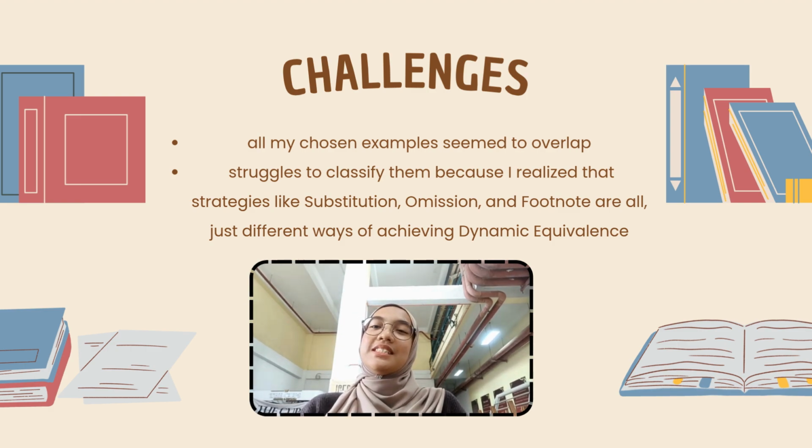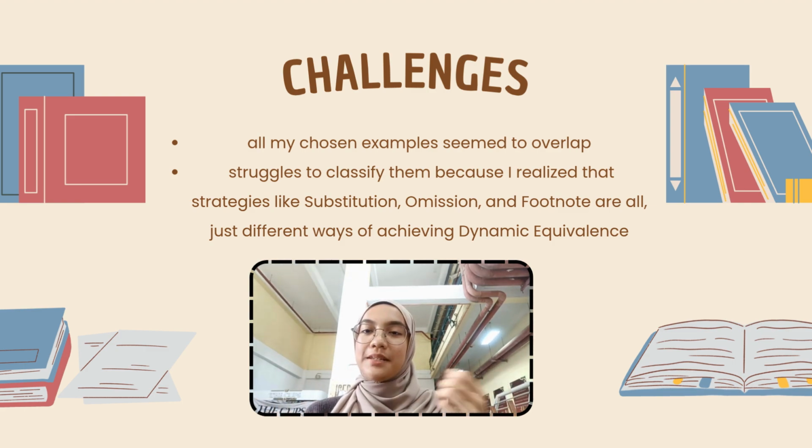So for this reflection, I'm going to talk about the challenge. The biggest challenge I faced was that all my chosen examples seemed to overlap. I kept struggling to classify or categorize my examples, because I chose three strategies, which are substitution, omission, and footnotes. And they all are basically just different ways of achieving dynamic equivalence. So I initially felt like I was doing it wrong if an example can fit into multiple categories.